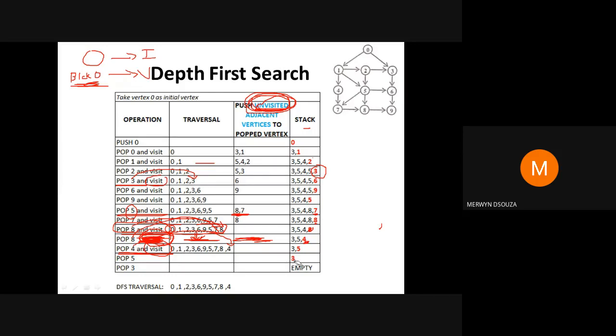The last element is 3. You pop 3 and you cannot visit 3 again because it has already been visited. So this answer remains the same. So in the end, your DFS traversal is: 0, 1, 2, 3, 6, 9, 5, 7, 8, 4. And we stop here because your stack has become empty.